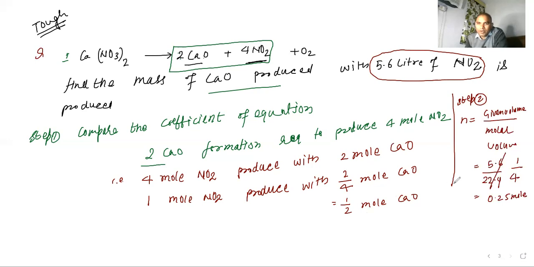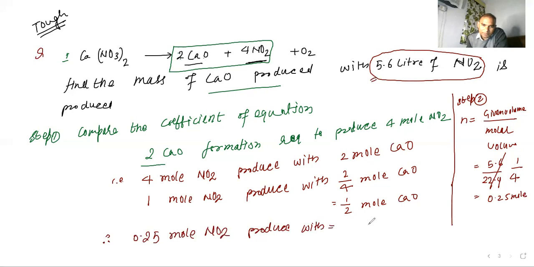So now this much is being produced, and this information we got from the balanced equation. Here we are comparing: 1 mole NO2 is produced with 1 by 2 mole CaO. Therefore, 0.25 mole NO2 is produced with what? What can we do? Can I multiply here? Yes, you have to cross multiply.